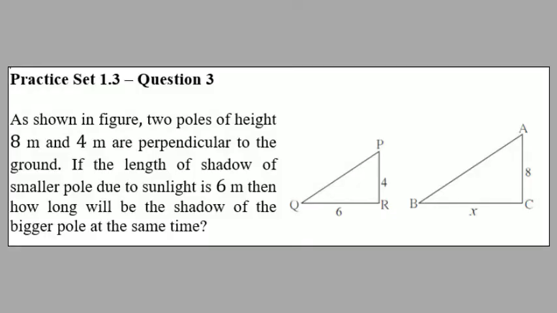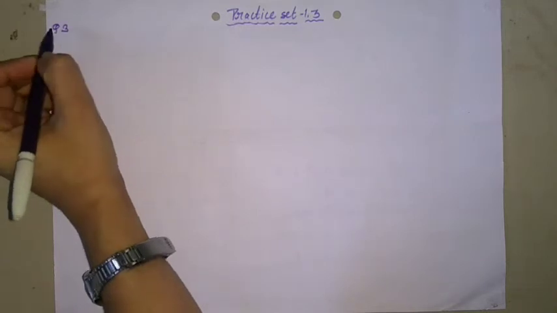Question number 3. As shown in the figure, two poles of height 8 meters and 4 meters are perpendicular to the ground. If the length of the shadow of the smaller pole due to sunlight is 6 meters, then how long will be the shadow of the bigger pole at the same time?